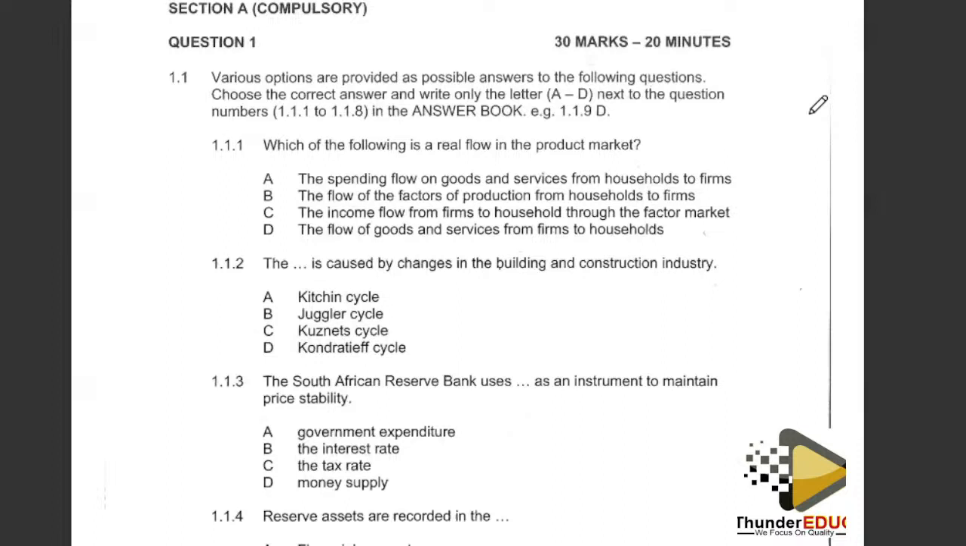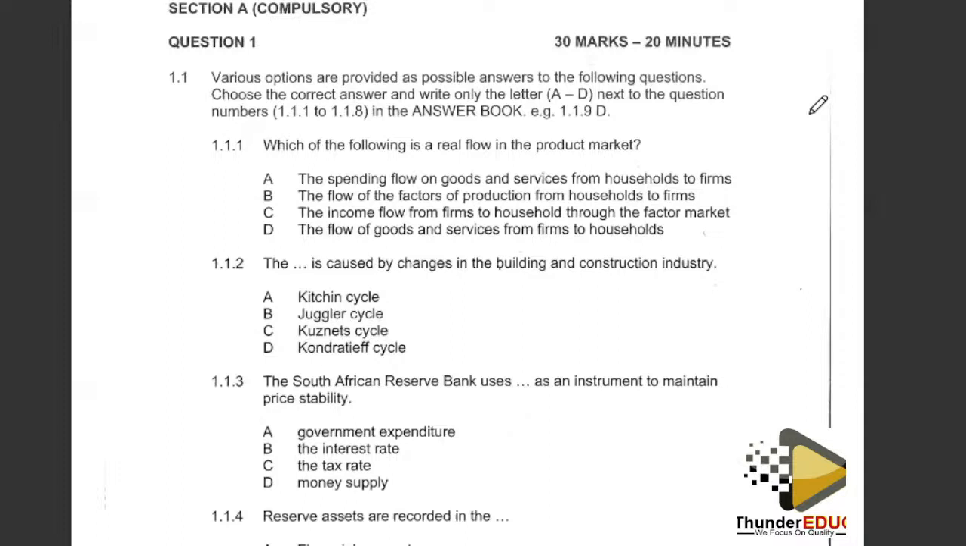So now let's check the real flow, and also let's check the product market. When we talk of a market, it is a platform where goods and services are being bought and sold. Why are we saying that a market is a platform? Because transactions can either be performed physically or electronically. That is why we're saying that a market is a platform. Okay, right. So now let's check the product market. We have different types of markets. If time allows, I'll go through them.